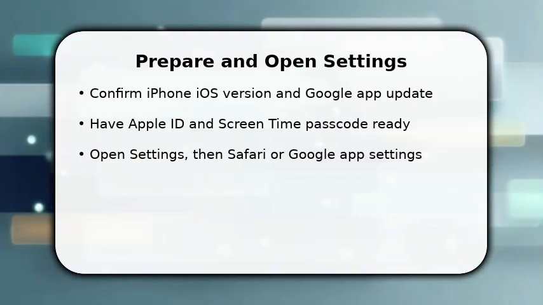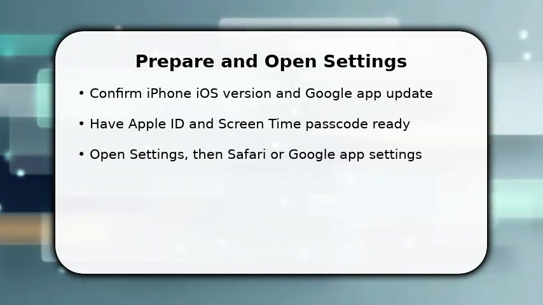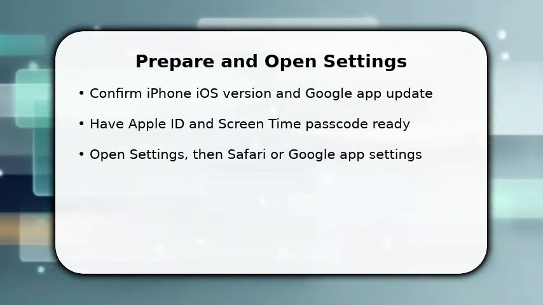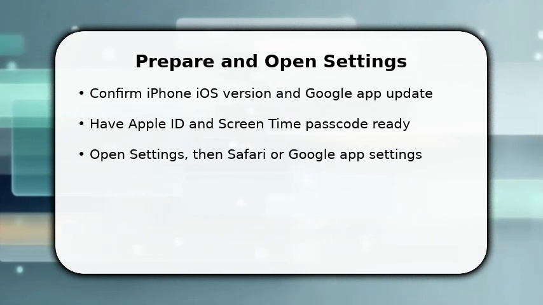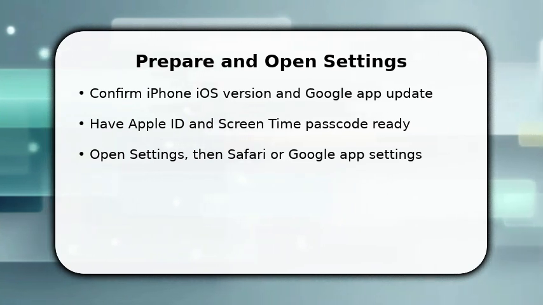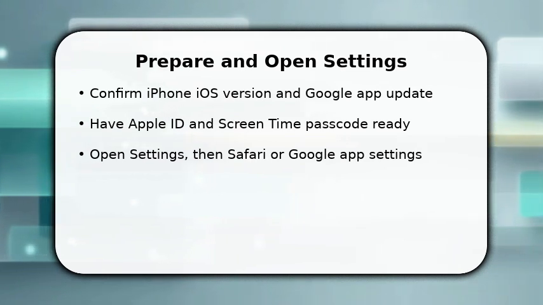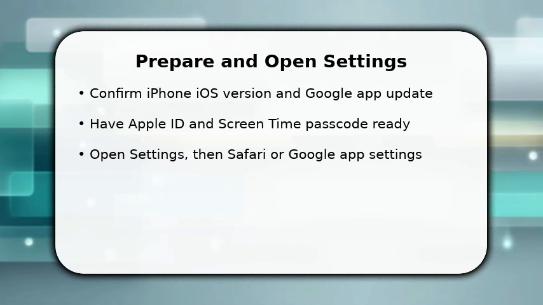You're starting with Essentials. Check iOS and update the Google or Safari app so controls exist. Once done, open Settings and navigate to the Google app or Safari entry. This targets where Safe Search lives. Make sure you know your Screen Time or device passcode because you'll need it to lock changes. This prevents accidental toggles later. Begin here so you don't waste time chasing missing menus.